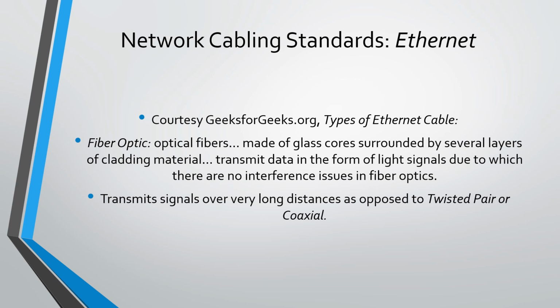A second type of Ethernet cable frequently used in networks is fiber optic. Optical fibers made of glass cores surrounded by several layers of cladding material transmit data in the form of light signals, due to which there are no interference issues in fiber optics. It transmits signals over very long distances as opposed to twisted pair or coaxial.